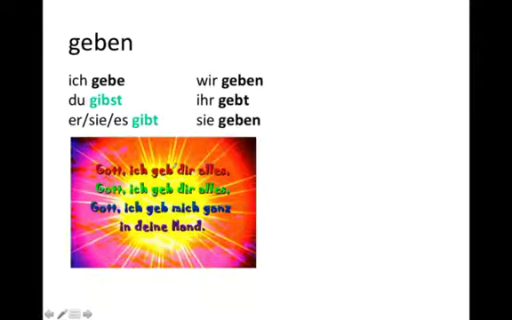And here we see we don't have gebe. We got rid of this E. You can do that in a colloquial sense. And this might be taken from a song or from a verse, and then it's common that you drop the E. Ich geb dir alles. Ich geb mich ganz in deine Hand. I give my all into your hand. We see here we have the datives.